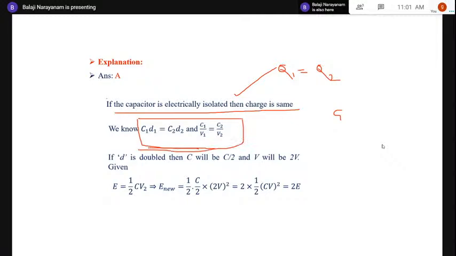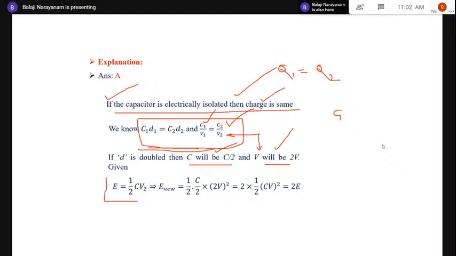If the capacitor is electrically isolated, then the charge is the same. As a result, C1 V1 is the same as C2 V2. So if D is doubled, if the distance is doubled, then what happens? C will be C by 2 and V will be 2V from these two relations. Is it clear? If the distance is doubled, then the capacitance C will be C by 2 and V will be 2V.